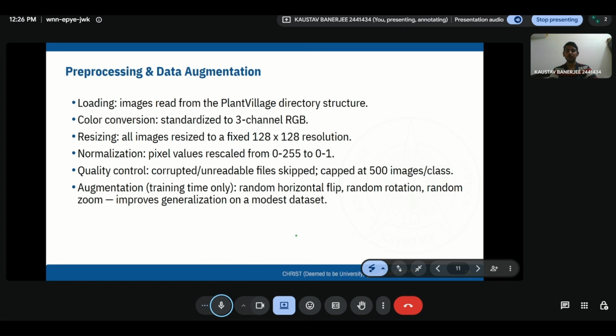Pre-processing and data augmentation. Before feeding the images into the CNN, we performed several pre-processing steps. First, images were converted into a consistent RGB format. They were resized to 128 by 128 pixels so that every image had the same input dimensions. We then normalized pixel values from the range 0 to 255 into the range 0 to 1. Corrupted or unreadable images were removed, and the number of images per class was controlled to keep the dataset manageable. During training, we also applied random horizontal flipping, rotation, and zoom. These augmentation techniques expose the model to slightly different versions of the training images and help improve generalization.